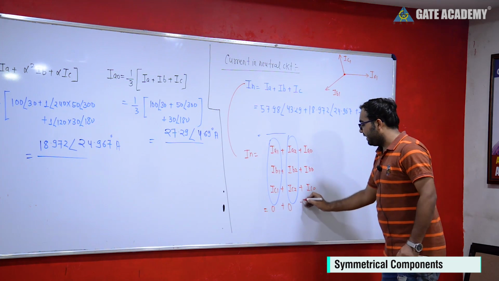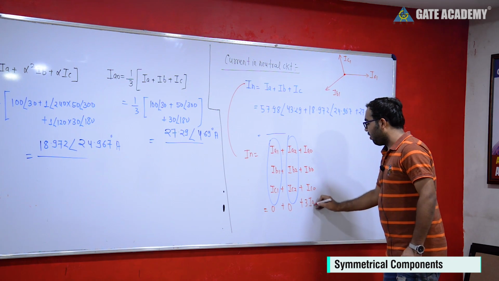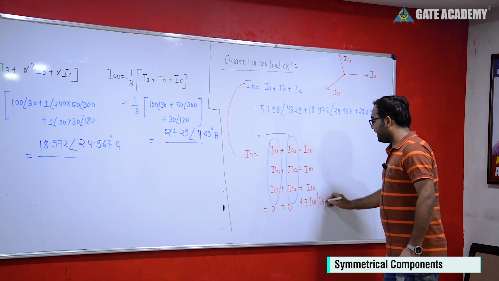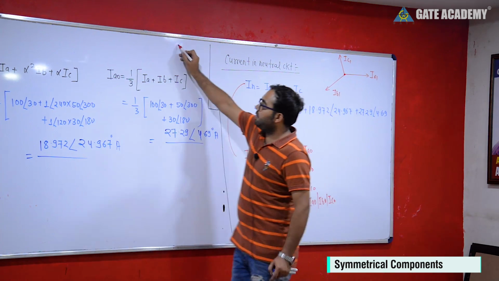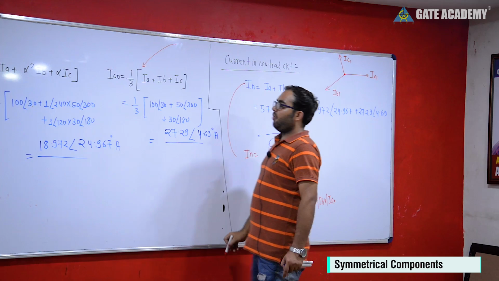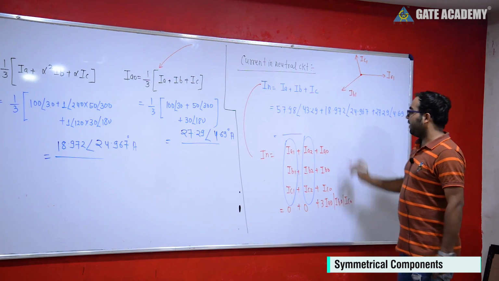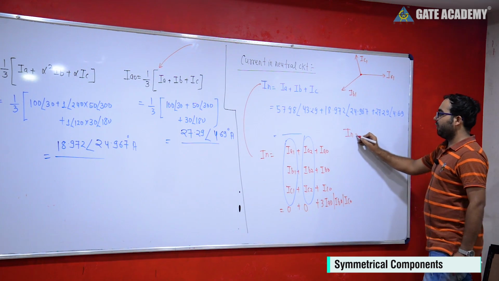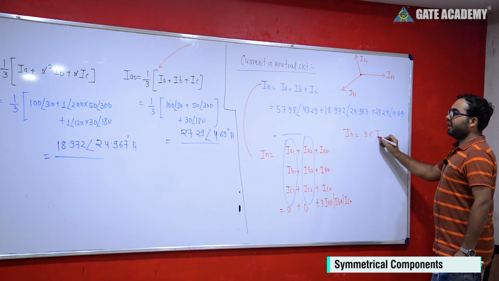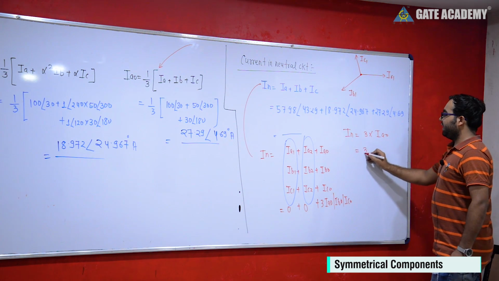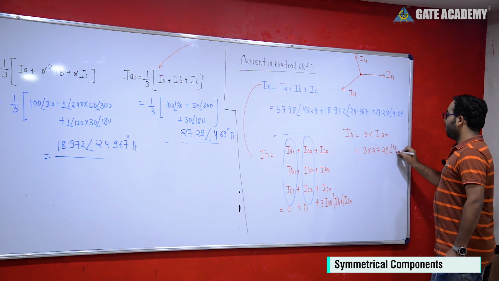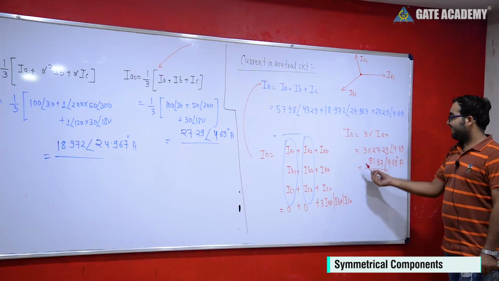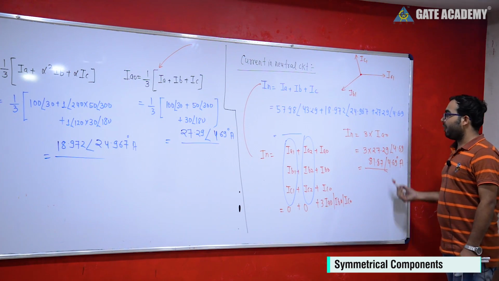So finally, we are getting this will be equal to 3 times of IA0, IB0 or IC0, whatever. So it's simple. If we have calculated the value of zero sequence current in the line, then from this zero sequence we can directly calculate the value of neutral current. So neutral current will be equal to 3 times of IA0. So the value is 3 into 27.29 at an angle 4.69. So the answer is 81.87 at an angle 4.69.